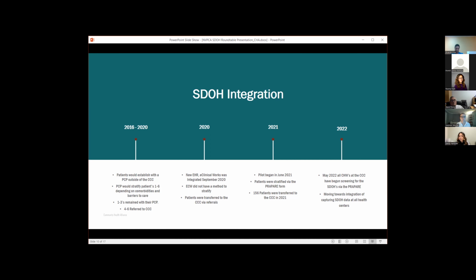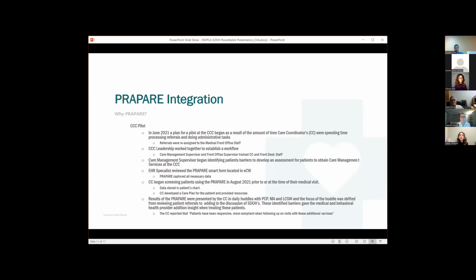And now looking at 2022, we've converted our care coordinators into community health workers, and the community health workers have begun screening patients using the PRAPARE form at the health centers. And we're moving towards trying to integrate capturing social determinants of health data at all of our health centers, trying to find the most effective way. So why PRAPARE? In June of 2021, we began plans for a pilot. And this pilot began because our care coordinators were spending a lot of time processing referrals and doing administrative tasks, and so they were unable to really focus on the patients that needed that extra help at the CCC.